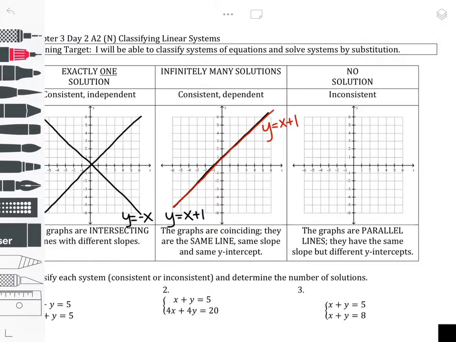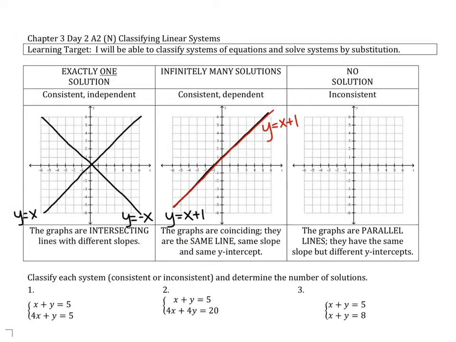And that brings us to the very last one, no solution. We categorize this type of system as inconsistent. No solution means inconsistent. The graphs are parallel lines. They have the same slope but different y-intercept. We discussed this in Chapter 2 as well. When two lines are parallel to each other, they never intersect.